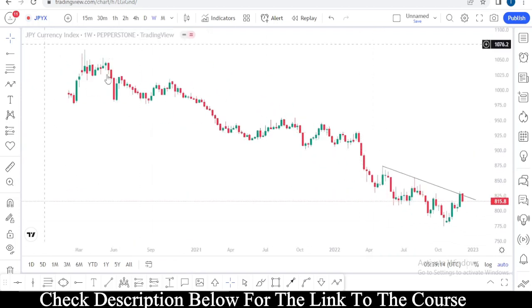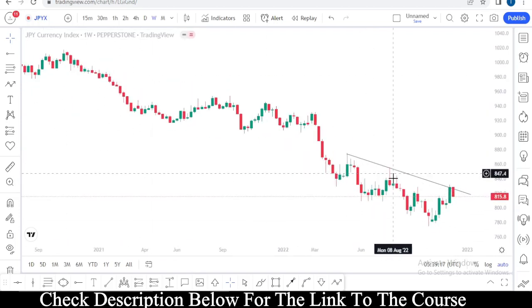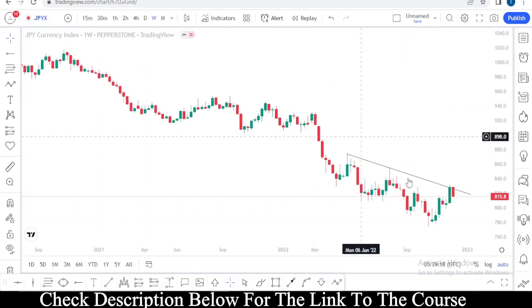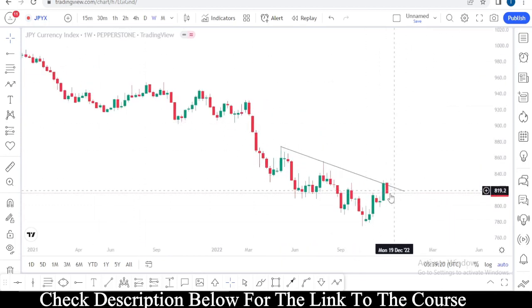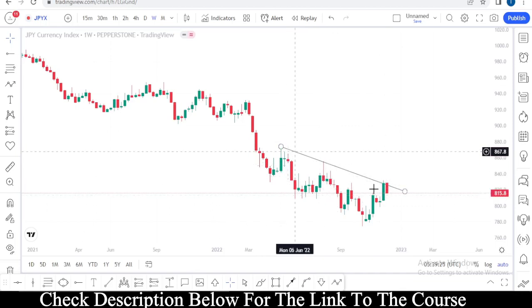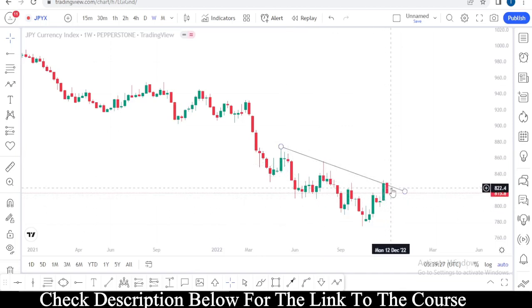But remember, overall, we are in a bearish trend, right? Now, as you can see, this is the weekly time frame, by the way. You can see how we closed the weekly. There was a trend line, right? And price is reacting to the third touch of that trend line.